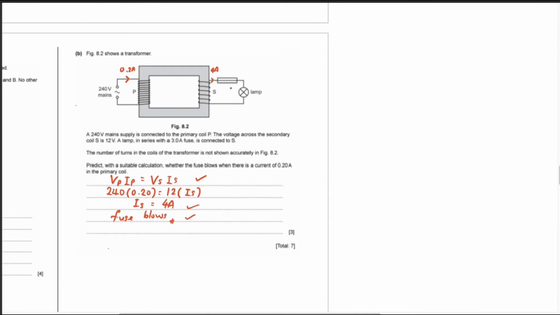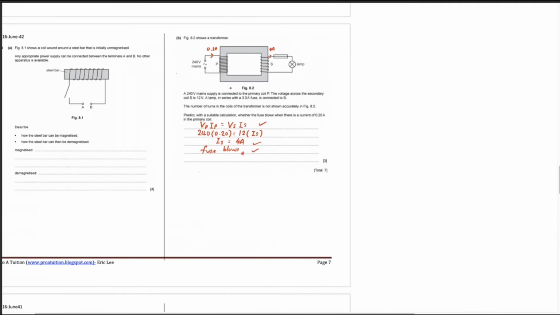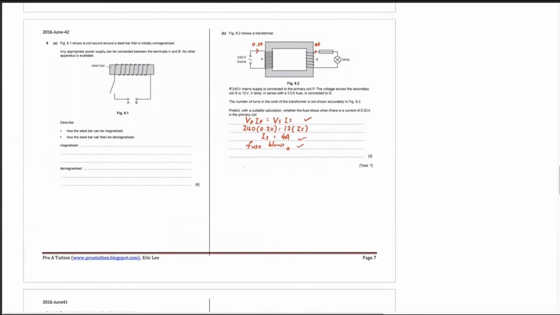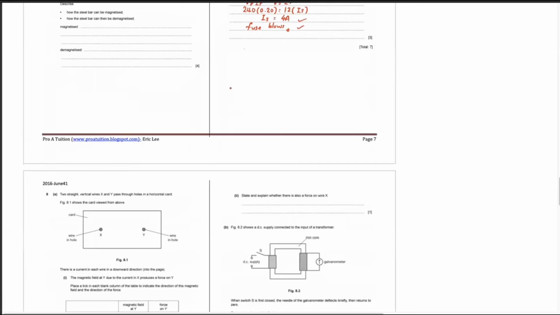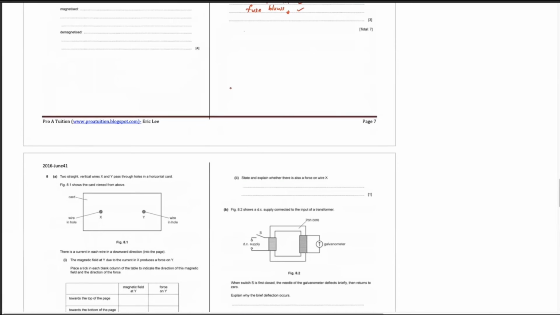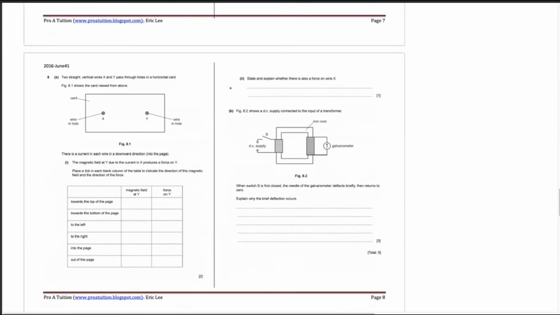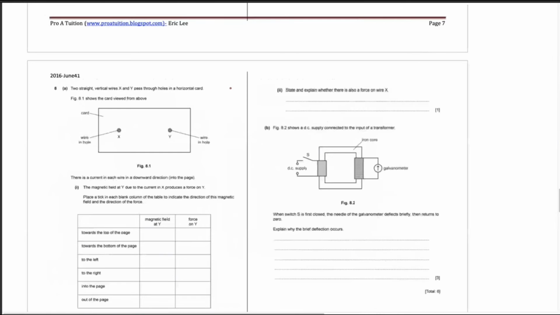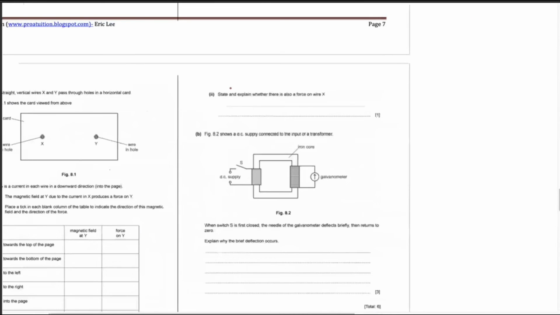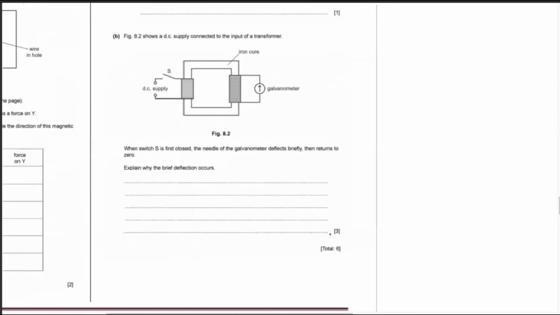Okay, now let's see another question. Okay, we just look at transformer only. 3 marks. So no paper 4. We don't expect any marks around this. Sometimes 4 marks or 5 marks maximum.